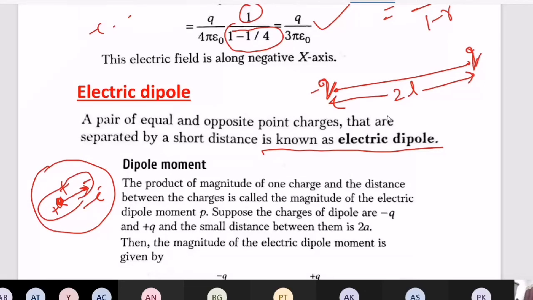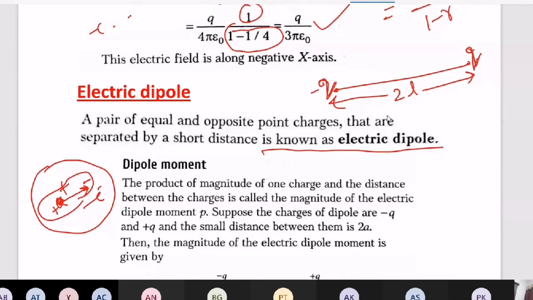And from that concept we have defined the electric dipole. Di means two. Pole means a point. So dipole means two poles. Two charges act like two poles, and the particles here are electric charges. That's why we call it an electric dipole. So two charges equal in magnitude, opposite in sign, separated by a small distance, we call an electric dipole.